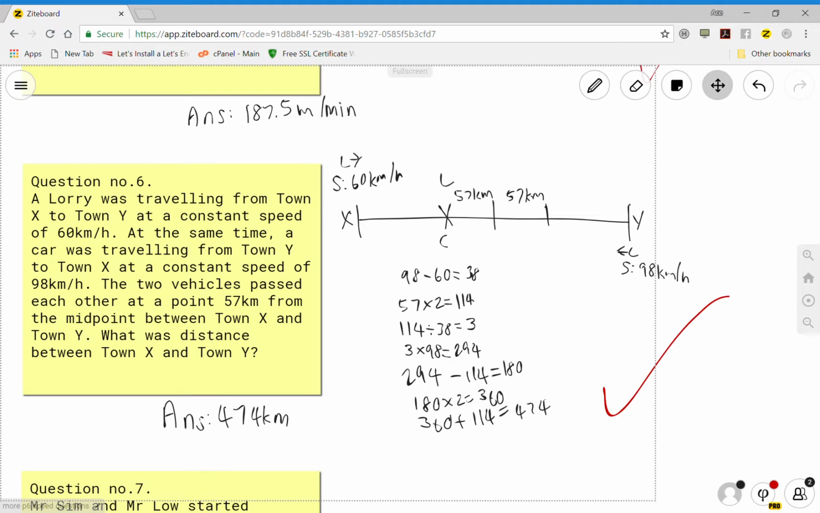For this question, the confusing part is the midpoint. And then there is a 57 kilometer, which she managed to get double, right? You have to find double because now once again, if you look at this question, we have a lorry which is traveling at 60 kilometer per hour, and then a car. The car is 98 kilometer per hour.